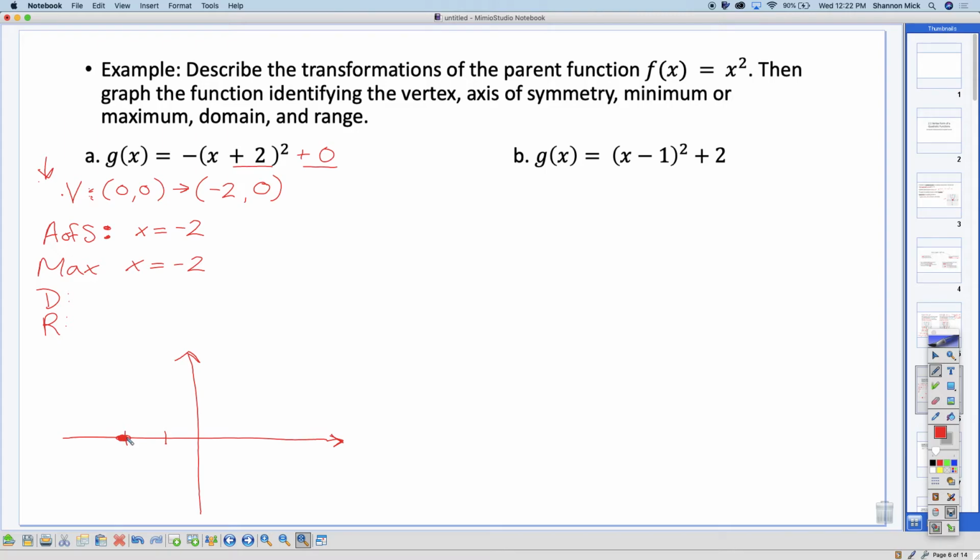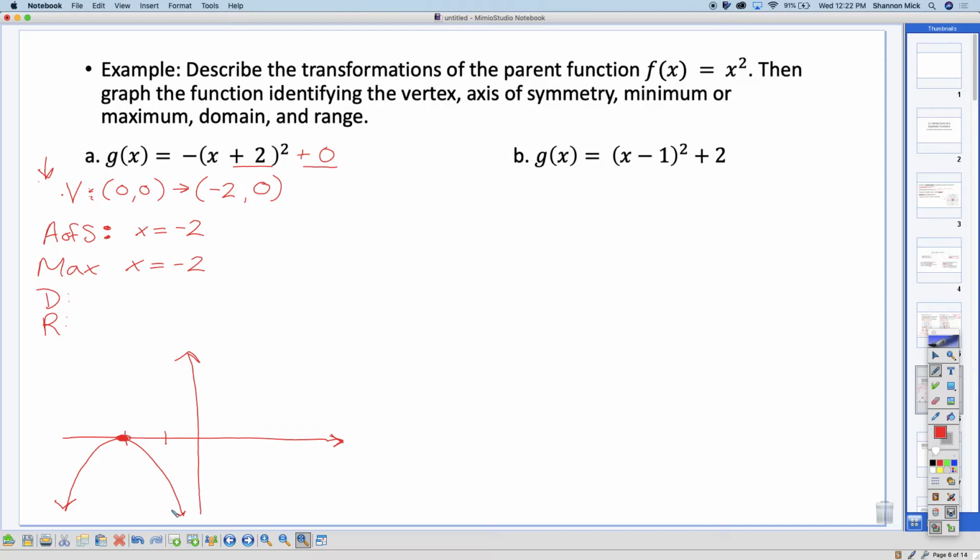Okay? Which way am I opening? Down. Okay, so I'm opening what? Down. And I didn't talk about wider or narrower because what's my A? Negative. No, what's the number? 1. And so it's going to be the same, isn't it? Okay, so I have this.